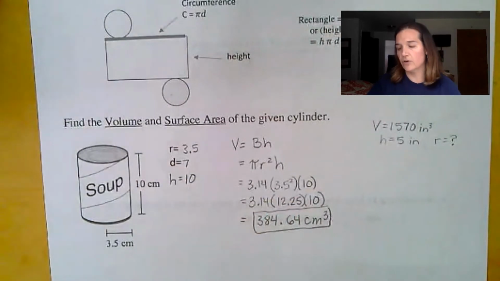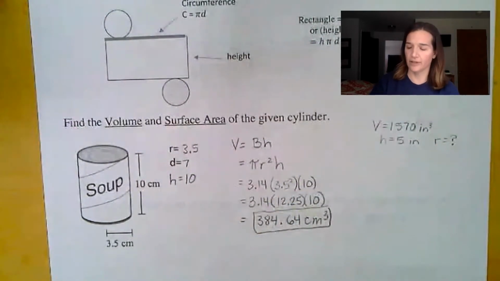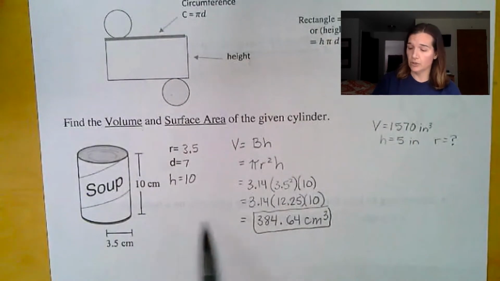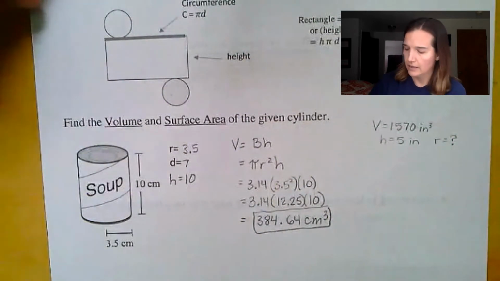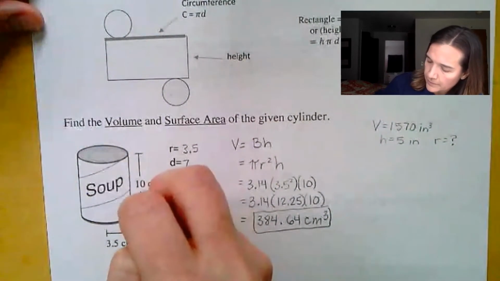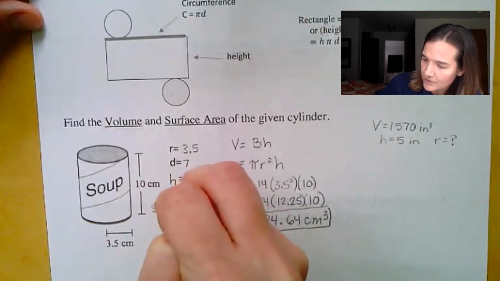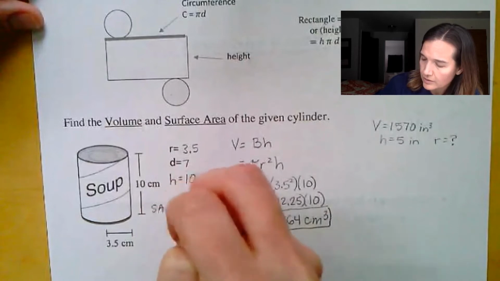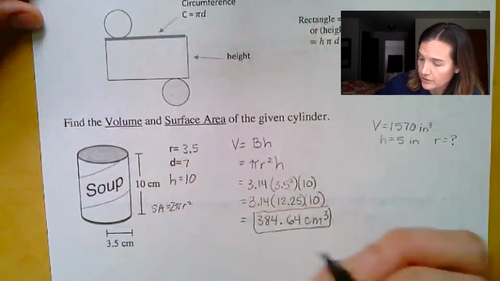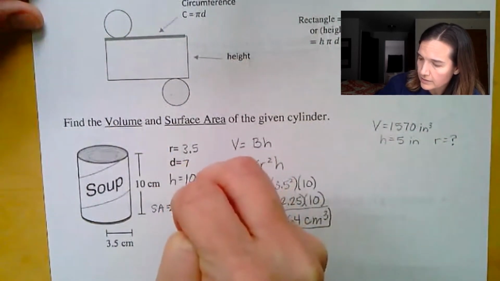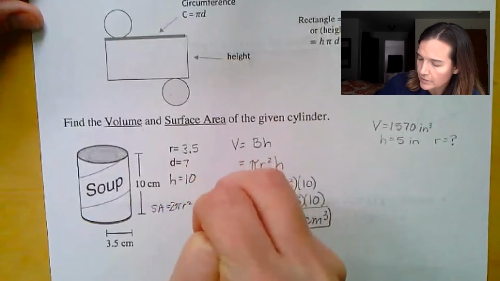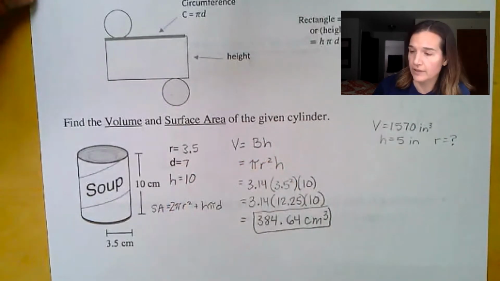So that is our volume, how much soup can fit inside this can. If we want to find surface area, I'm going to do this over here. It's going to be a little cramped, but I do want to show you one more thing on this side. So for surface area, our formula is pi times radius squared times 2. Ooh, I forgot the 2 there. Plus height times pi times diameter. So let's see if we can fit that in there.